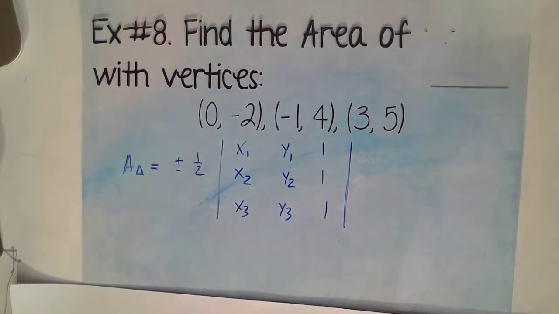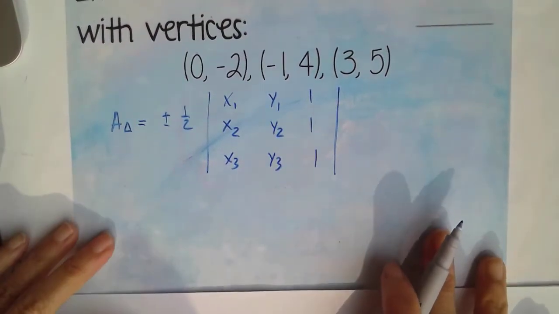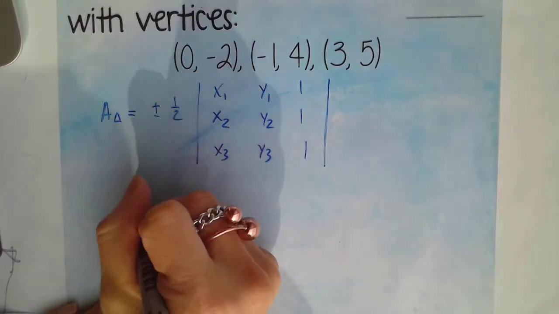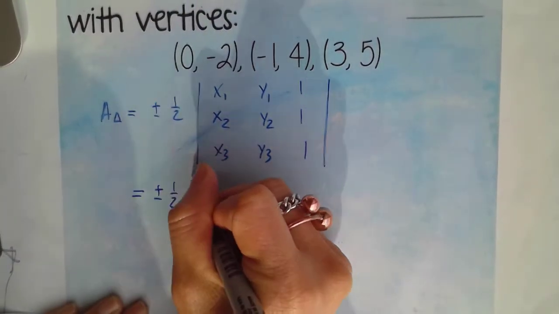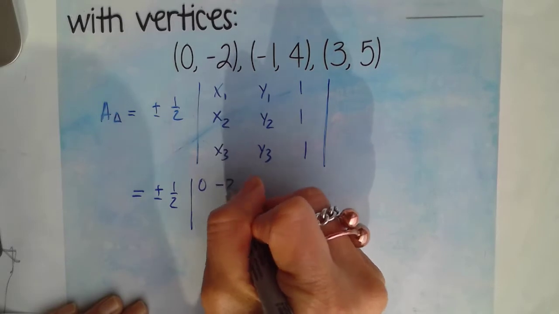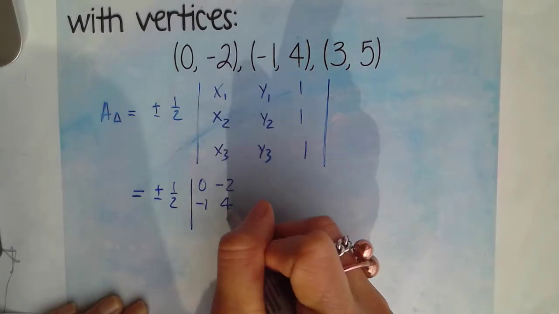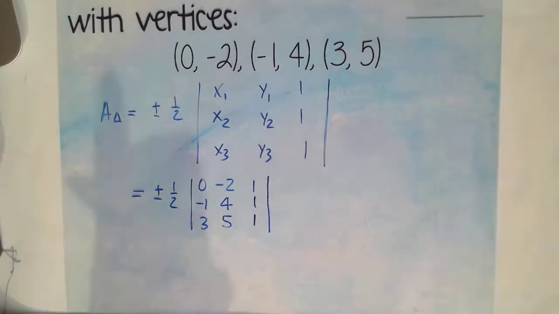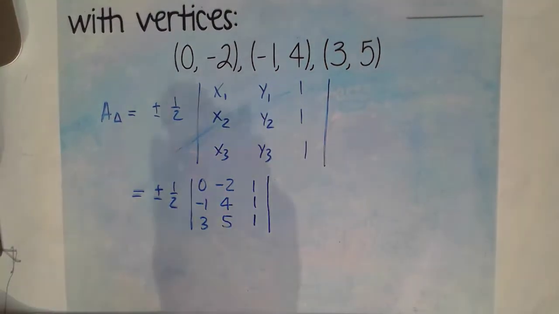All right. So how do we do that? Let's actually just use some fill in the blanks, right? So let's actually fill in all the vertices that we know. So plus or negative half. And let's plug in 0, negative 2, negative 1, 4, 3, 5. Line it up nicely so you can actually calculate easily, okay? So 0, negative 2, negative 1, 4, 3, 5. And we're going to find the area of this magically, okay?